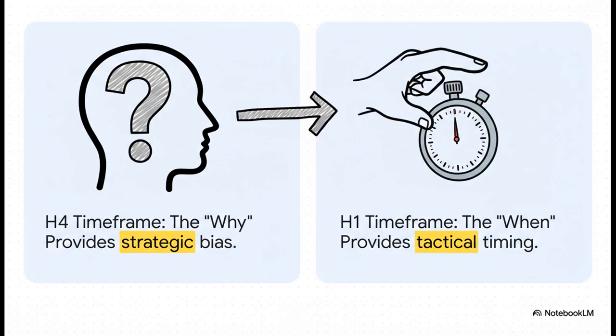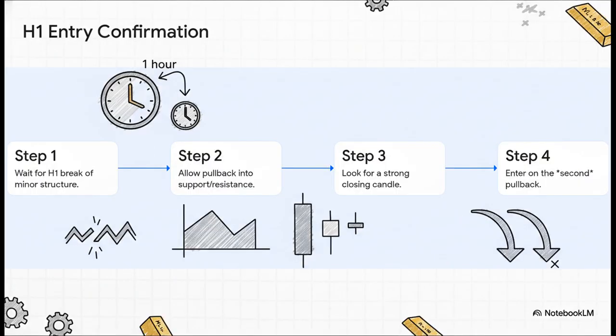The 1-hour chart, on the other hand, is the when. It gives you the tactical timing for when to actually pull the trigger. You absolutely need both working together. This slide lays out the patient 4-step model for getting into a trade. You don't just jump in at the first sign of a move. No. First, you wait for the 1-hour chart to agree with your bias by breaking its own structure.